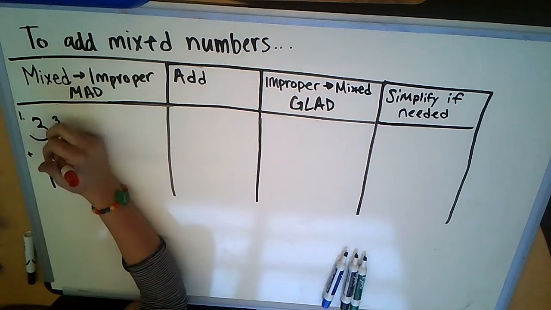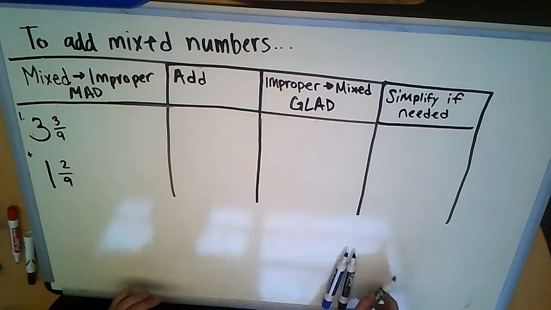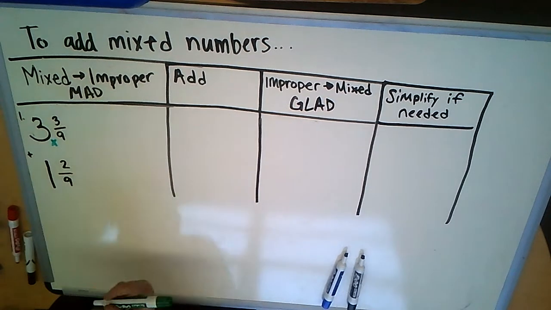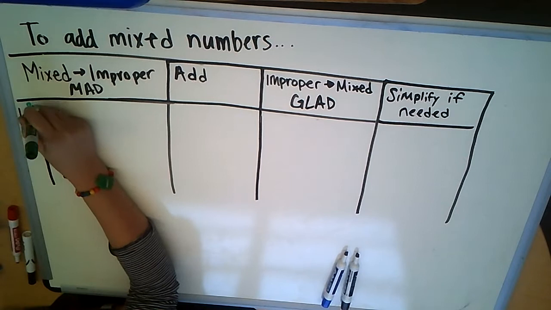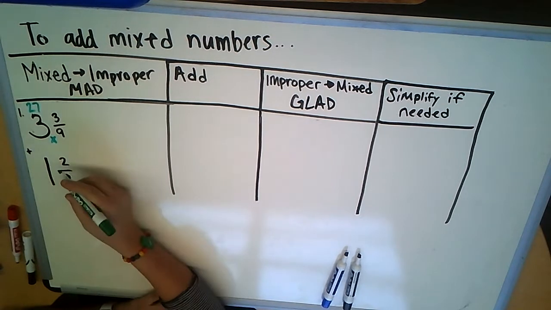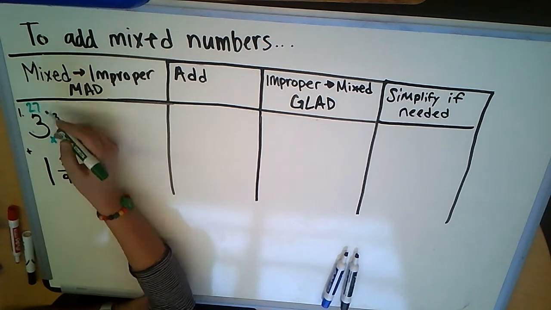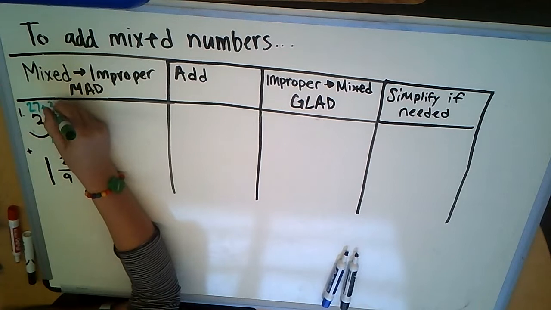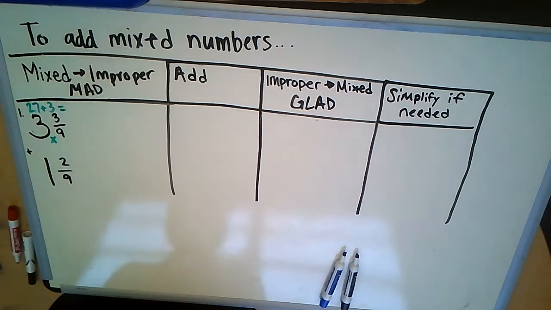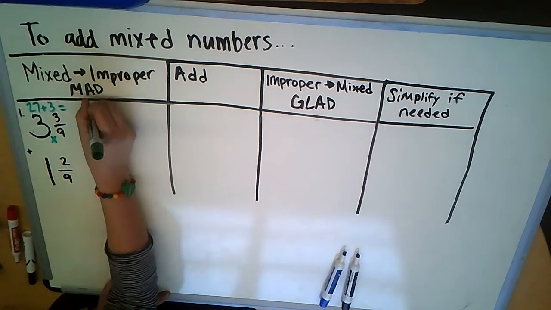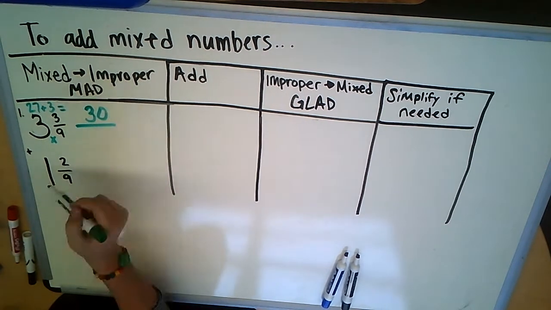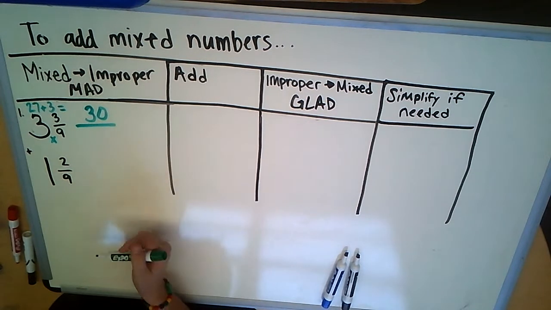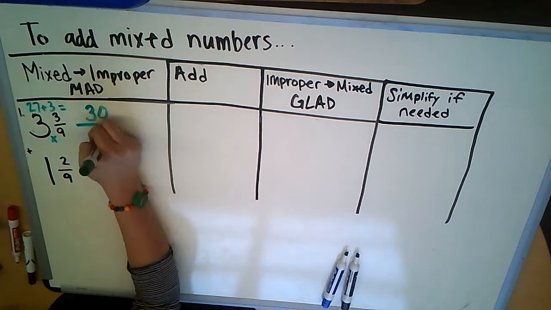So 3 times 9 is 27. Next step is add, and we're going to add the numerator. 27 plus 3 is going to equal 30. So I write that number over here. I make my fraction bar, and the D is for denominator stays the same. So I put the 9 down.